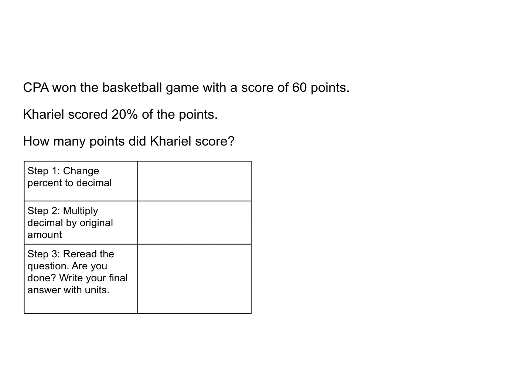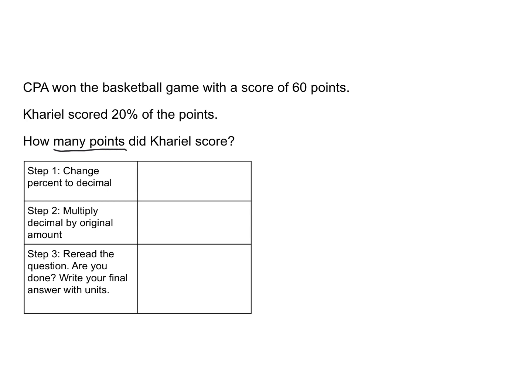Our next 2 examples are about the basketball team. So we're imagining CPA won the basketball game with a score of 60 points. Cariel scored 20% of the points. How many points did Cariel score? So we're trying to figure out how many points.